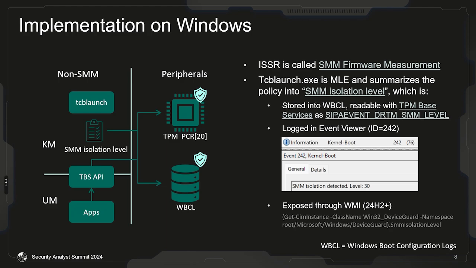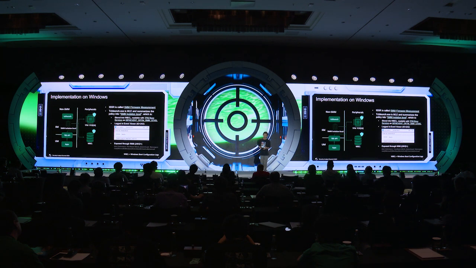Then TCB launch will talk to PPAM to get the policy information. It also converts the policy information into another value called SMM isolation level. The idea is that SMM policy information is a complex data structure, so it's hard to use for most other software. So let's analyze the policy information and convert it into just a single byte value showing the level of security policy. The higher the value, the better or more secure. This value is called SMM isolation level.